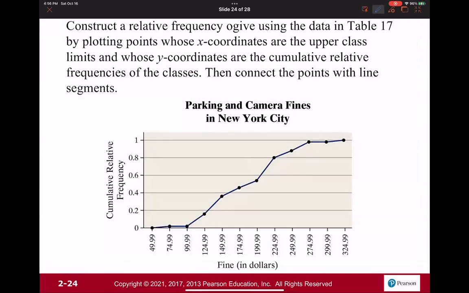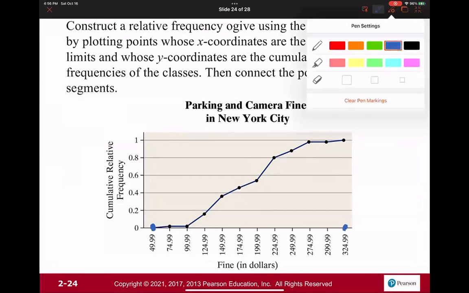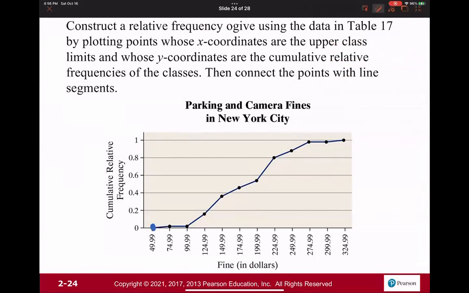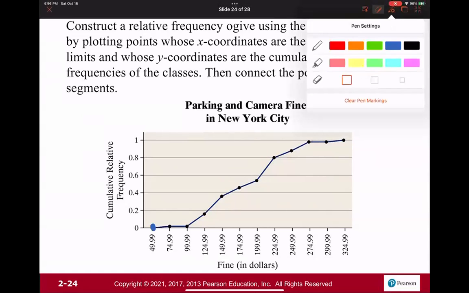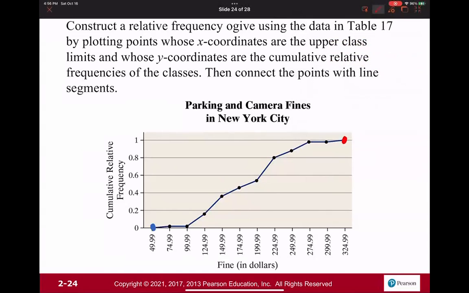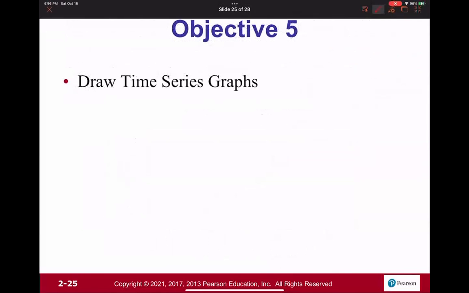So remember how earlier we had to connect the first point to the horizontal axis and the last point to the horizontal axis. Here we don't really have that last point because the last point is going to be way at the top. It's going to be part of the 100%, especially with the cumulative relative frequency, 100%. And there you go. That's how you draw those.